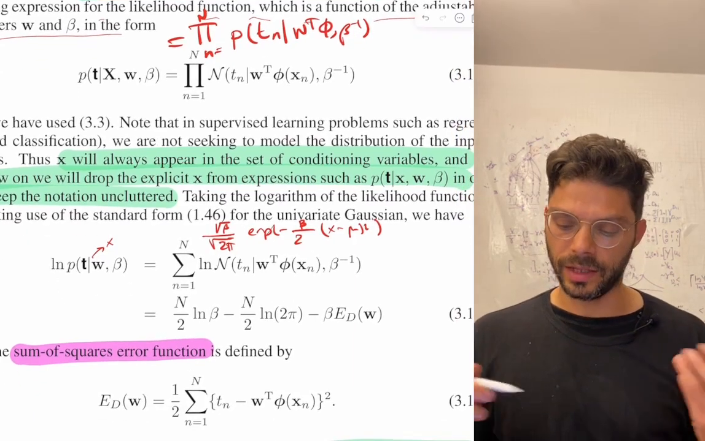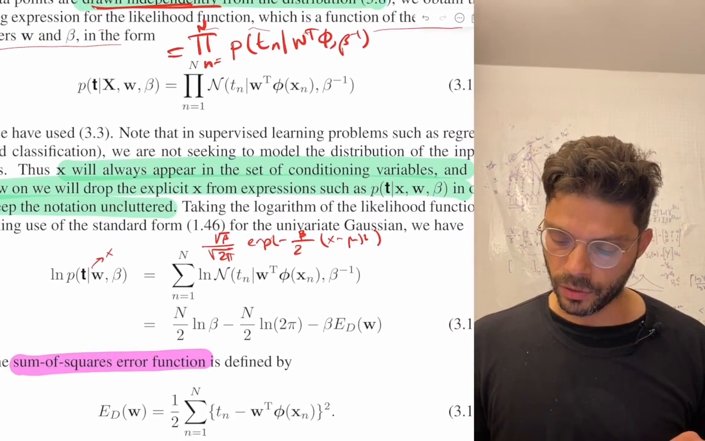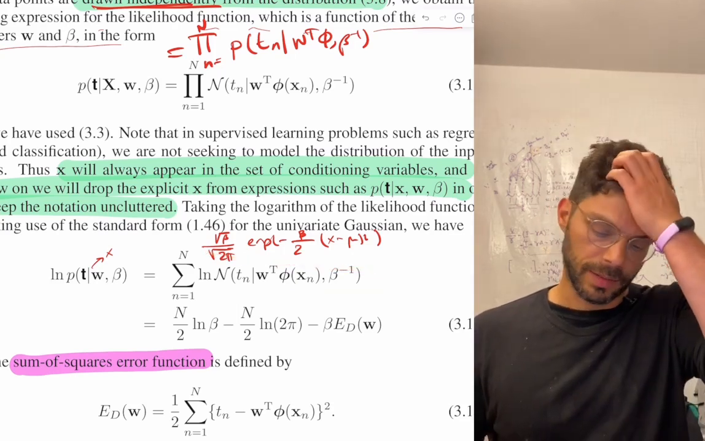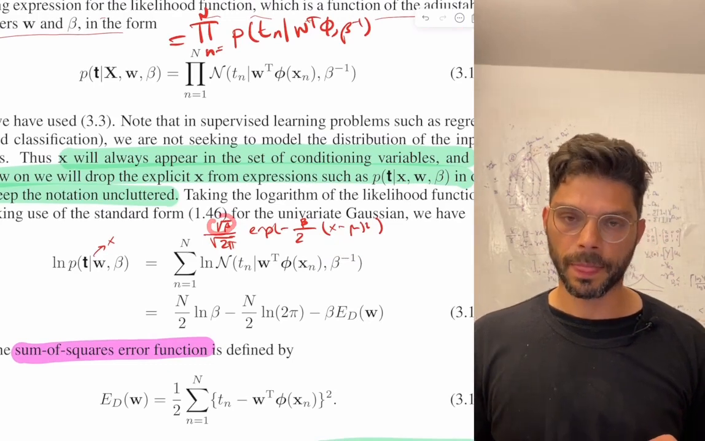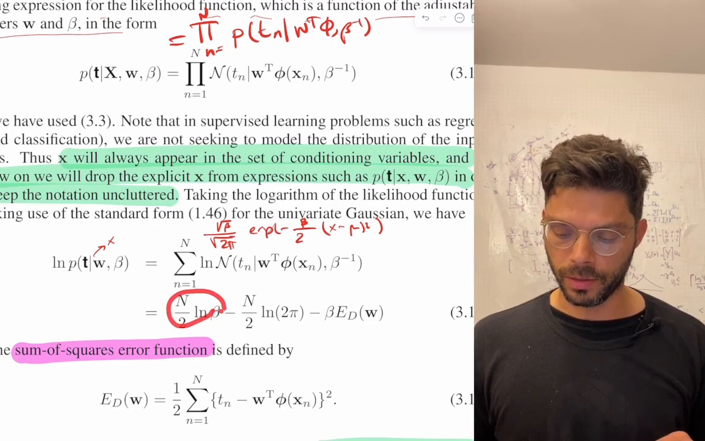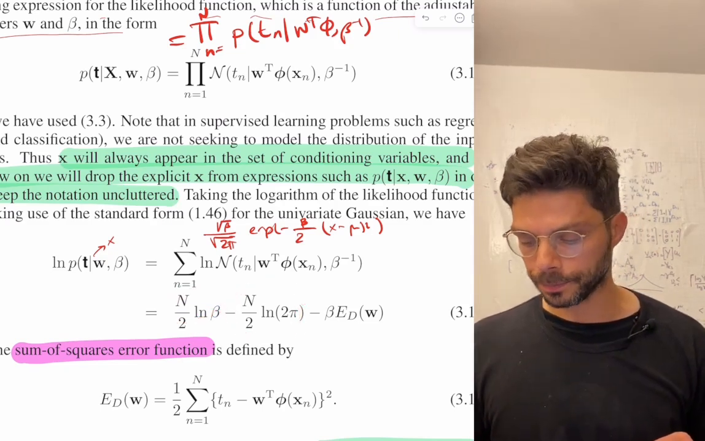And now we're going to take the logarithm. What's that going to do? Well, it's going to take the log of this thing for each data point, so now we're going to get a bunch of terms popping out. This root beta term, when you take the log, is going to become 1/2 ln beta. And there's N of them, one for each data point. So that's where this comes from. A similar thing happens with the 2 pi.